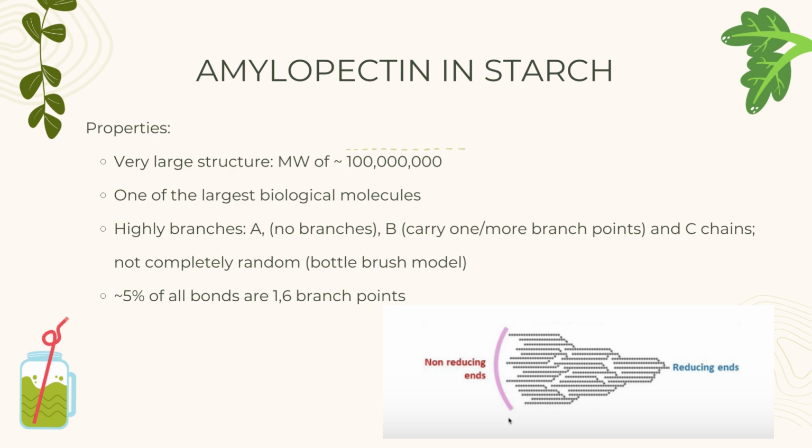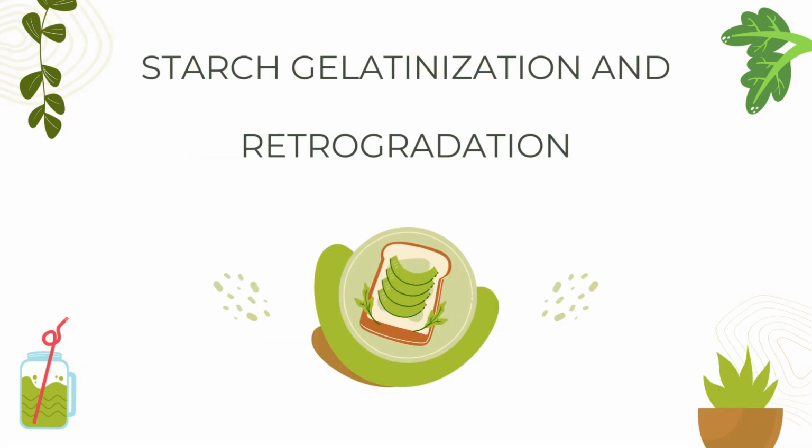They are not branched randomly. They are very organized, and it is called a bottle brush model. It is a bottle brush model, as they have dense branching in clusters with 1 reducing end only, and then all branches on the opposite end do not have any reducing ends. This determines the interaction of amylopectin with itself and other types of amylose.